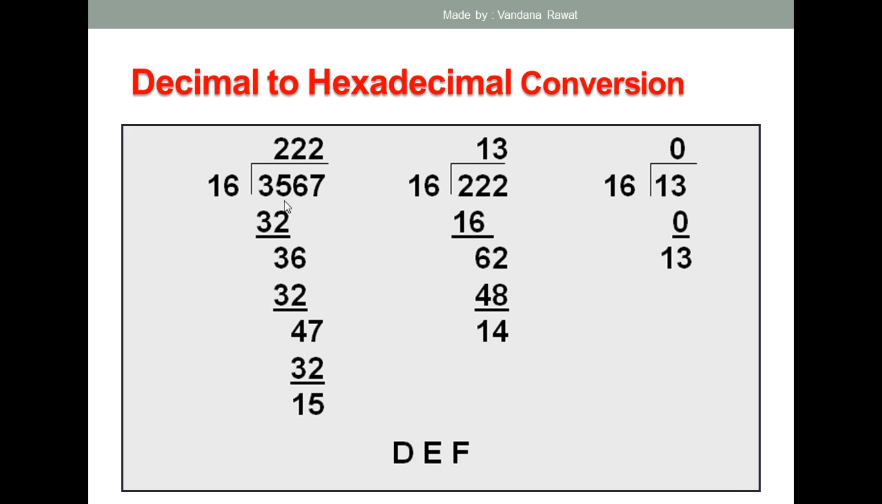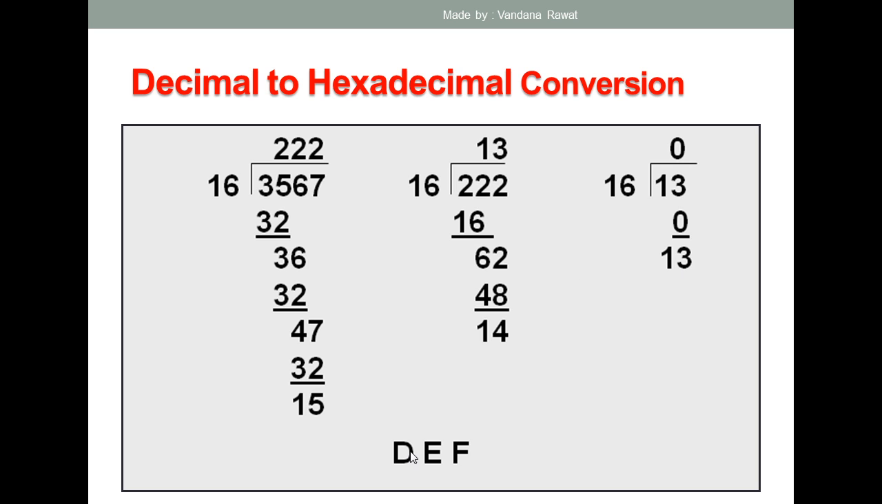So 16 times 2 is 32, then you are getting 36, then 16 times 2 is 32, then you are getting 4, then it will be 47. So 16 times 2 is 32, that means at last you are getting 15. So this 15 will be written as F. Then after that this 222 will be divided by 16, so in the remainder part you will get 14. Then you will divide this 13 by 16, so again you will write this number same as this. So your resultant part would start from this digit.